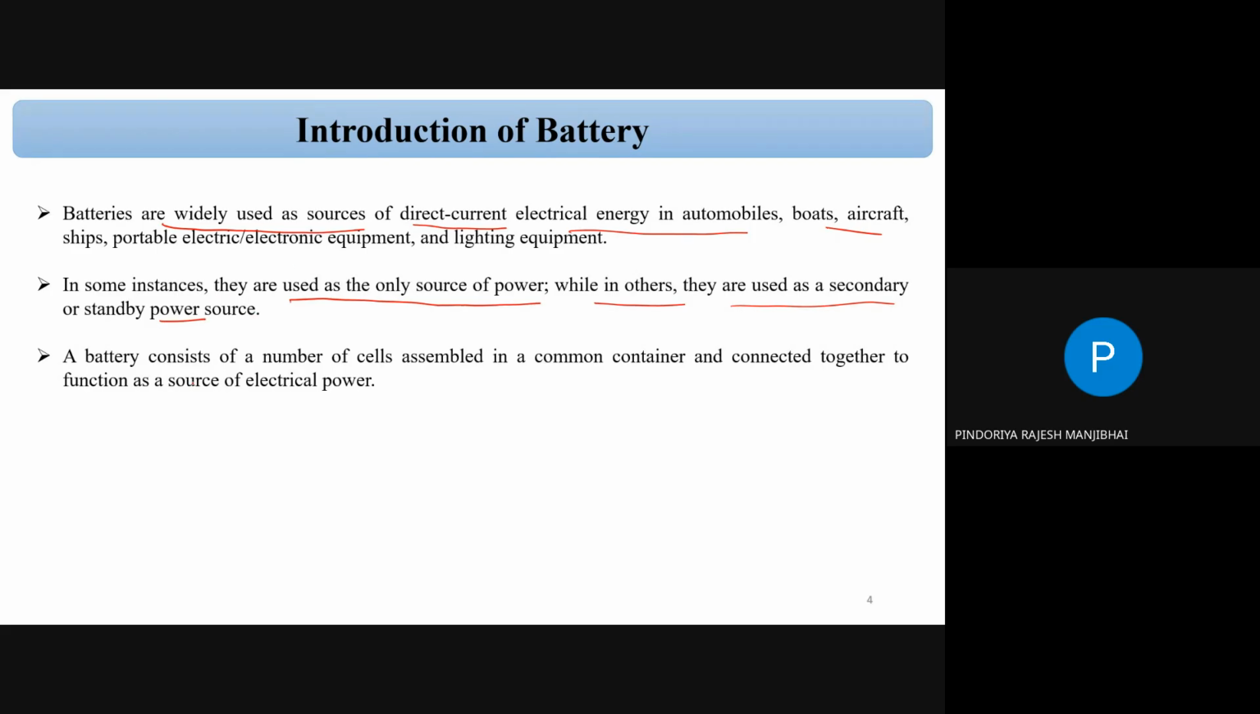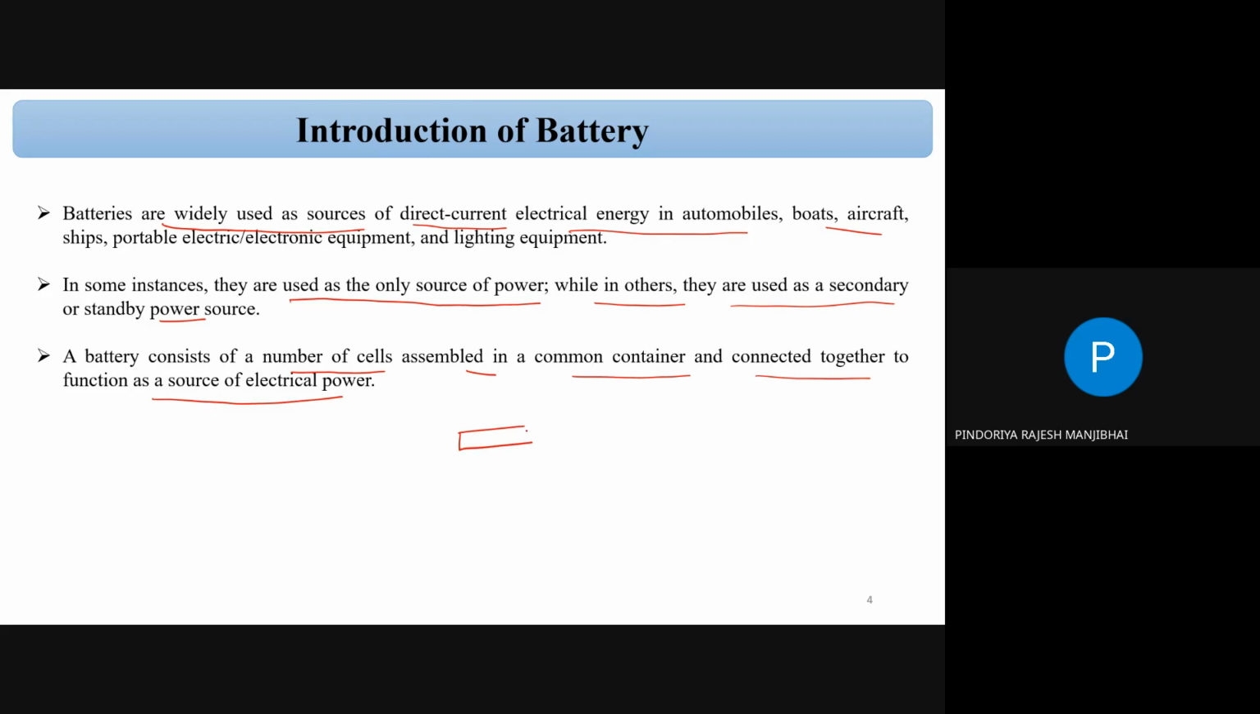A battery consists of a number of cells. A battery is not a single component. We can make a battery by a series and parallel combination of cells, and then we can say we have a battery. Cells are assembled in a common container and connected together to function as a source of electric power.